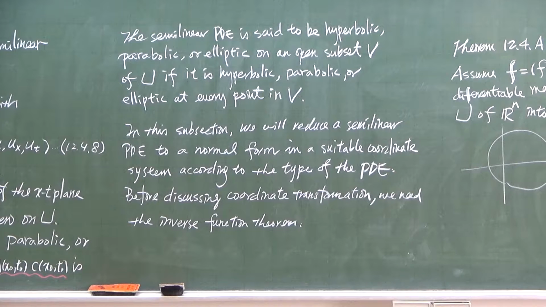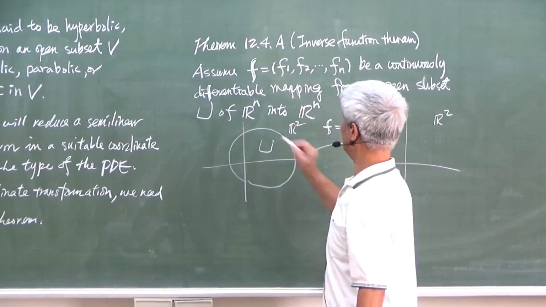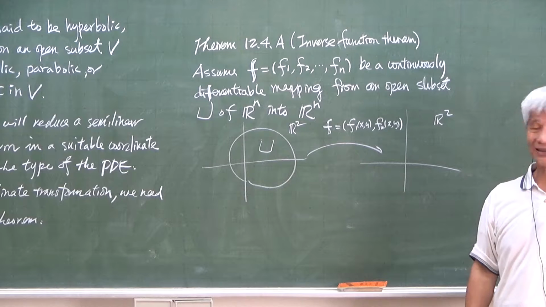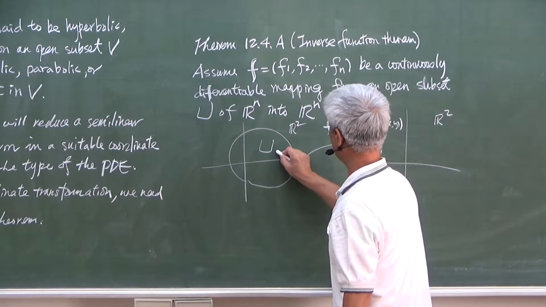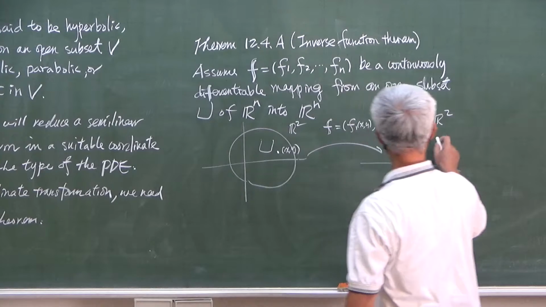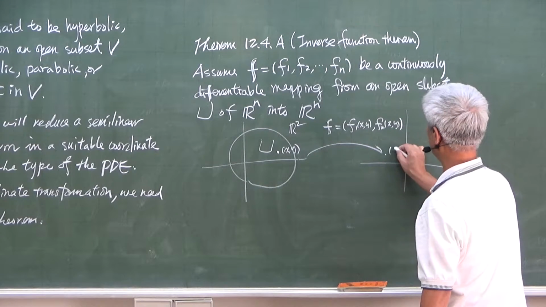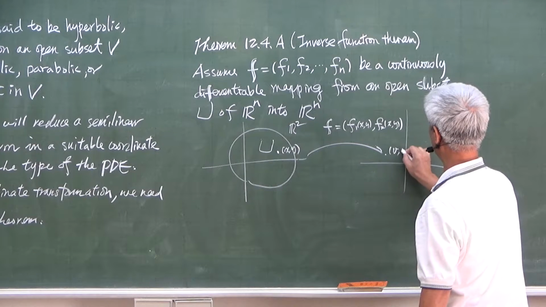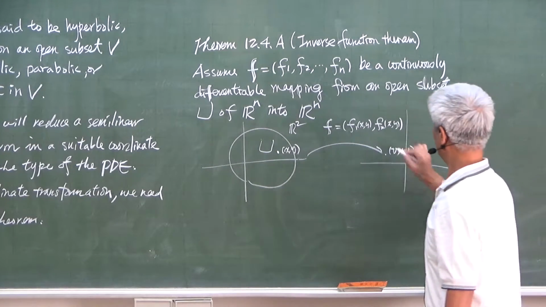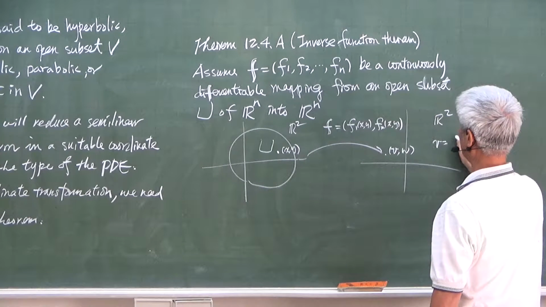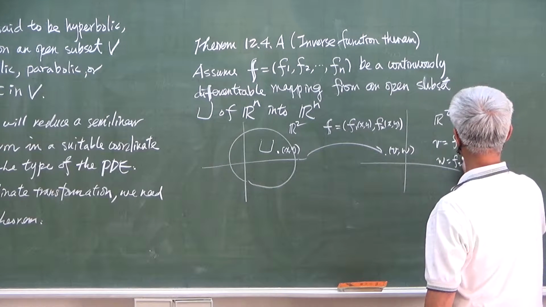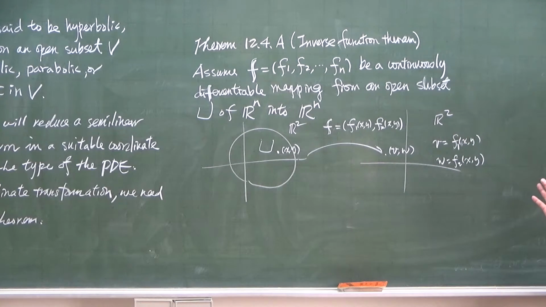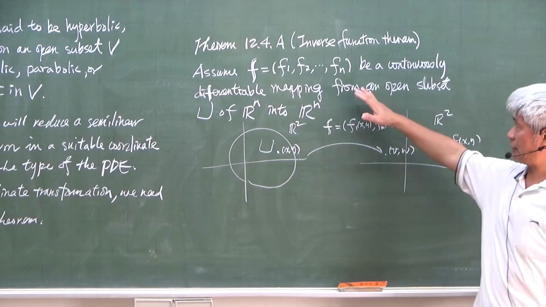Okay, so just like that. So we have, for example, n equal to 2. So you have U here, and this is an open set in the plane, with this vector mapping. So a point here goes to a point here. Okay, we can think about that. All right, and V is equal to f1 of x, y, and W equal to f2 of x, y. Okay, so that is the vector mapping. And this is the situation we have.